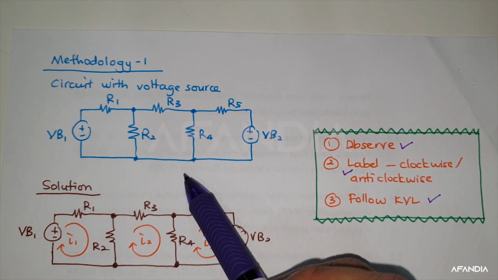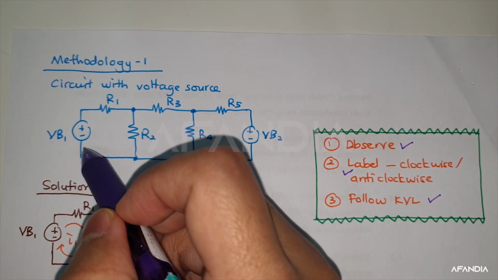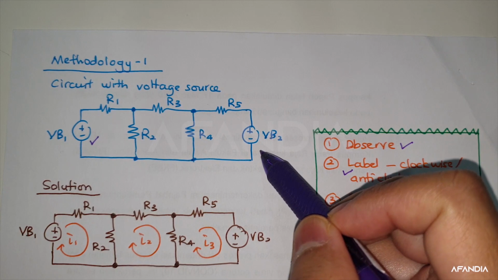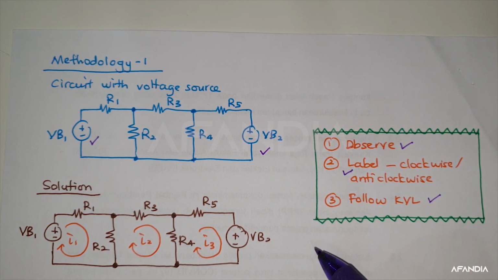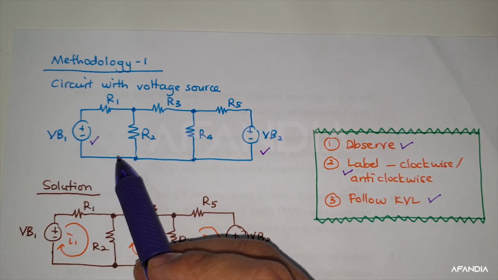Let's have a look at this example. In this circuit, if we observe, we have 2 voltage sources, this is number 1, this is number 2. Right? So this is our first observation.